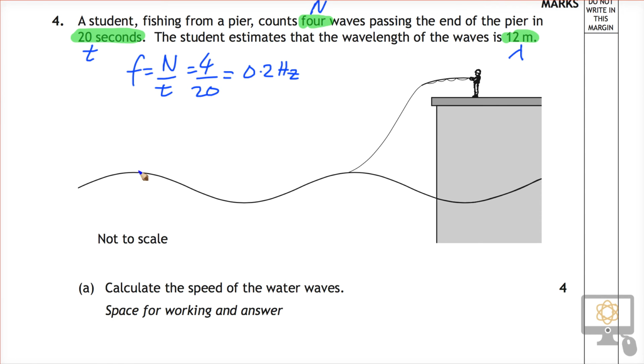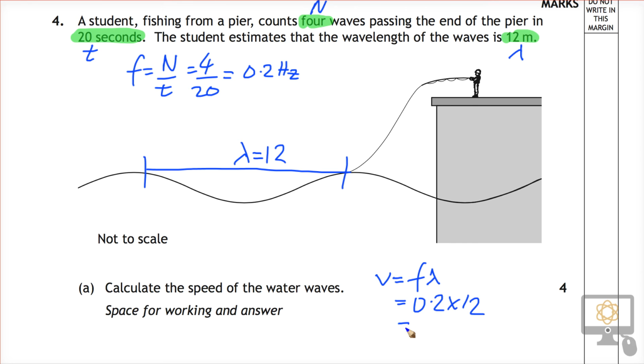Now we also have the wavelength. The wavelength is the distance from one wave to the next, maybe from the crest of one wave to the crest of the next, and that's equal to 12 meters. And so if you have these 2 pieces of information, the frequency and the wavelength, then you can calculate the speed. Speed is frequency times wavelength, which is equal to 0.2 times 12. And 0.2 times 12 is 2.4 meters per second. And that's the answer done. So that's one method of solving this problem, but of course there are others.